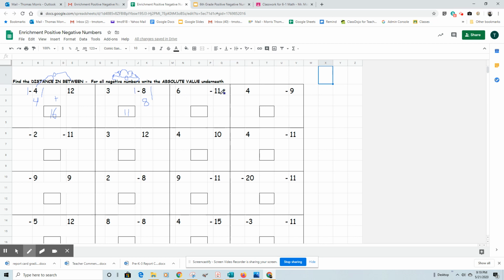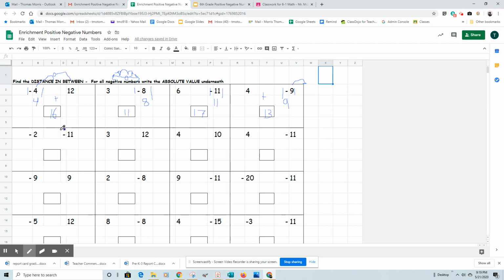How about this one? Distance between 6 and -11. So the strategy is find the absolute value from 11 to 0. -11 to 0 is 11, plus 6 is 17. How about this one? To go from 4 to -9, I would say start with the negative number. Go up to 0, and that's an absolute value of 9. And then you're adding that to the value of 4, from 0 to 4. So we have 13.